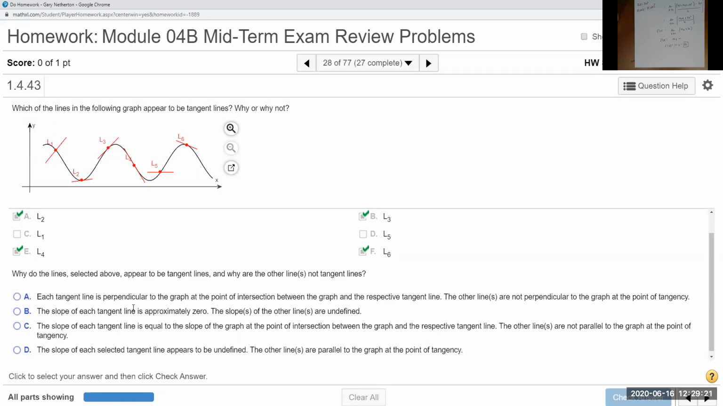Oh, another question. Why do the lines selected above appear to be tangent lines, and why are the others not? So here's a definition of it. Let's see which one it is. Each tangent line is perpendicular to the graph. That's not true. The slope of each tangent line is positive. That's not true. The slope of each tangent line is equal to the slope of the graph at the point of intersection between the graph and the respective tangent line. The other lines are not parallel.